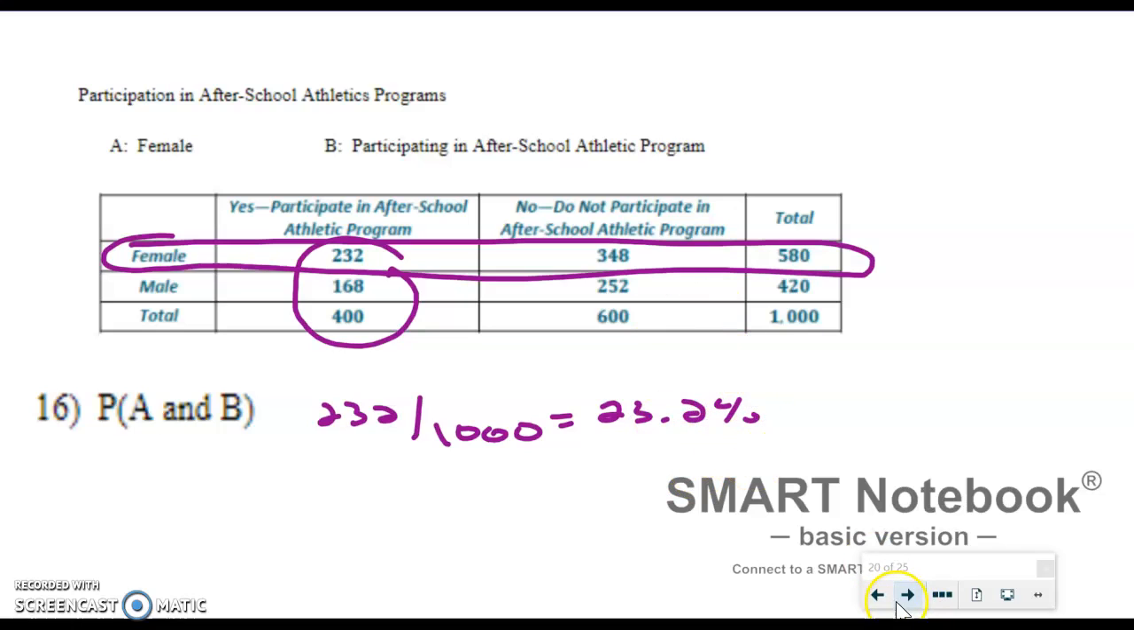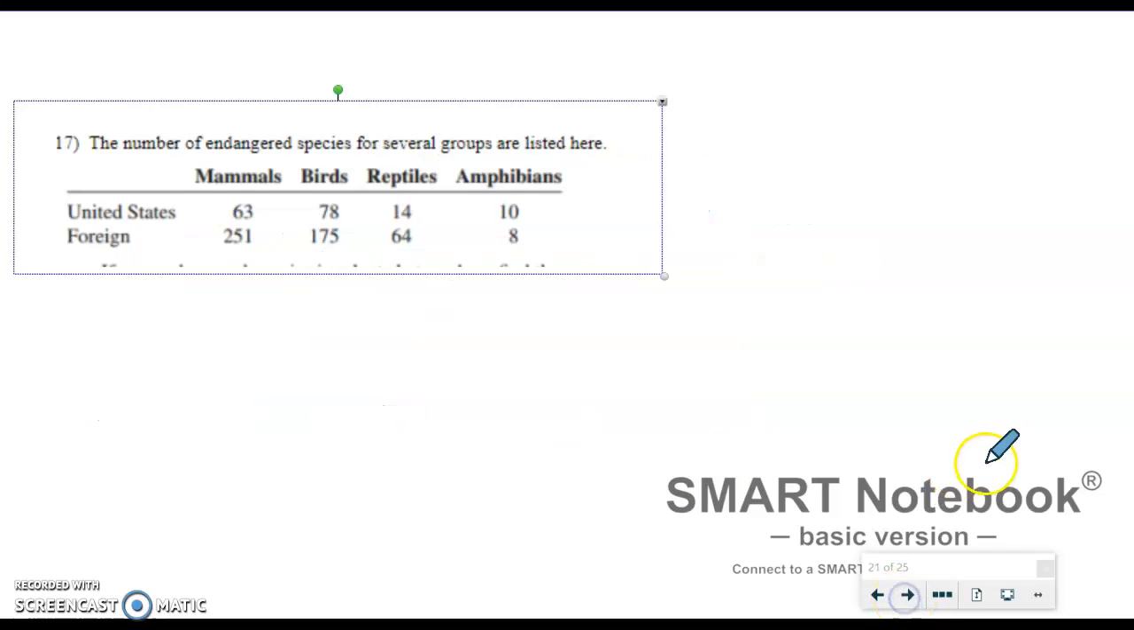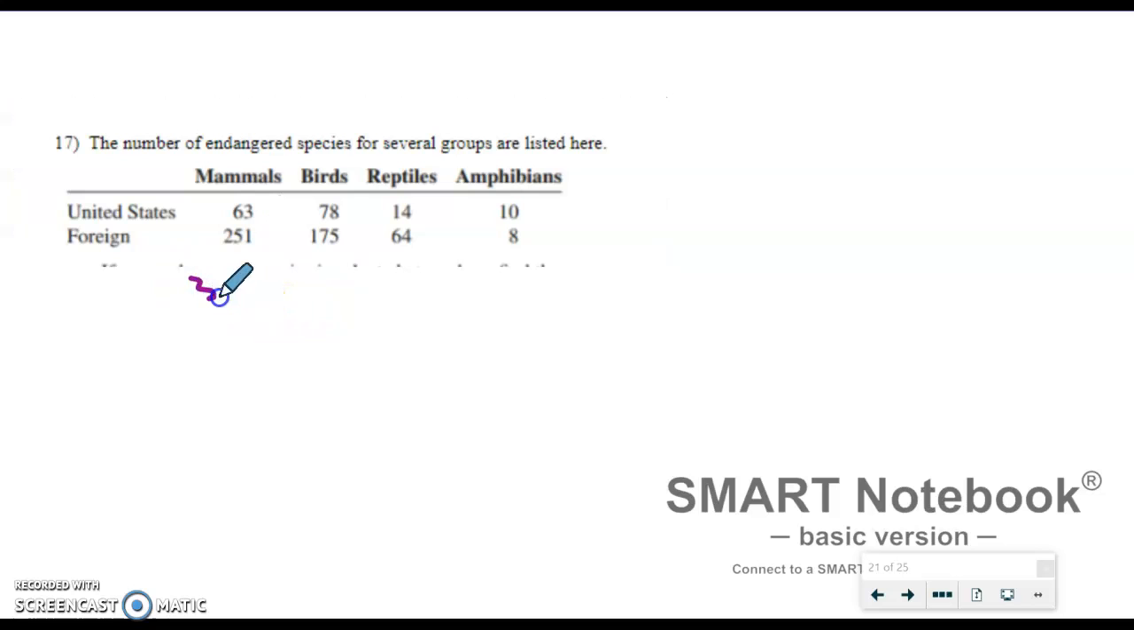Okay. Now, you're going to have another set of questions which you're going to try in a second, but I just want to walk through this a little bit. This is a little bit different because we just don't know what the total values are. We always want to identify what the totals are. So if I take 63 plus 251, you get 314, okay? So if I take 78 plus 175, you get 253. 14 plus 64 is 78. 10 plus 8 is 18.